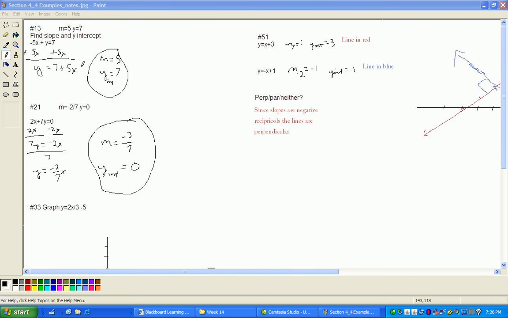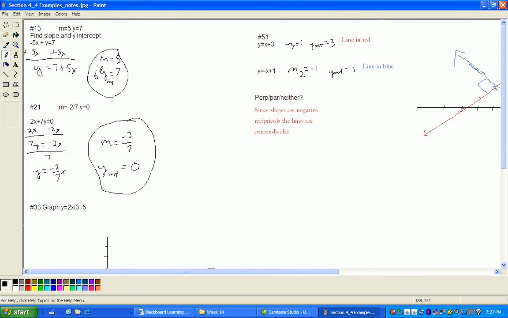From here we know that our slope is going to be the coefficient in front of our x, which is just 5. So we say m is equal to 5, and our y-intercept, or b, is equal to the constant value, including its sign. And it's a positive 7, so we say the y-intercept is equal to 7.